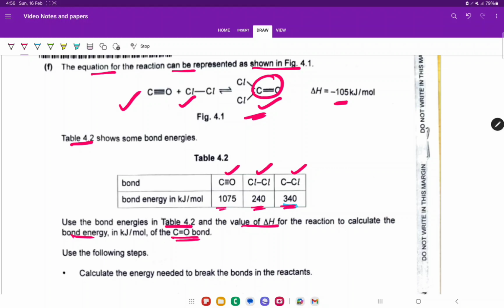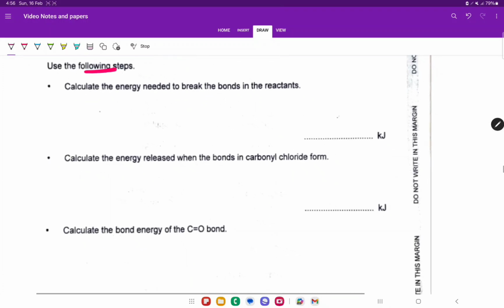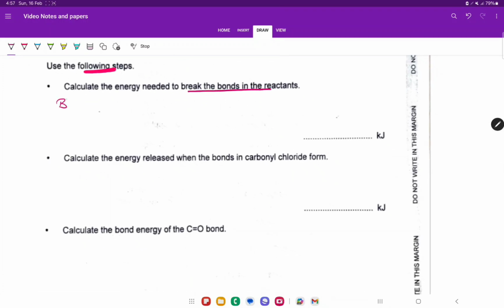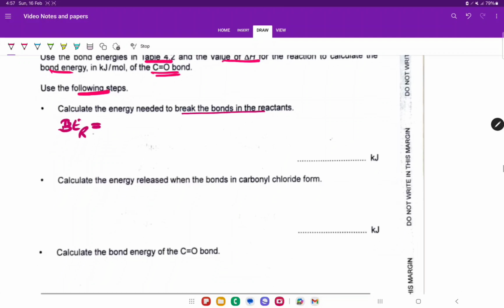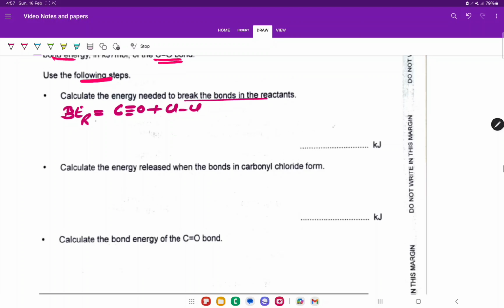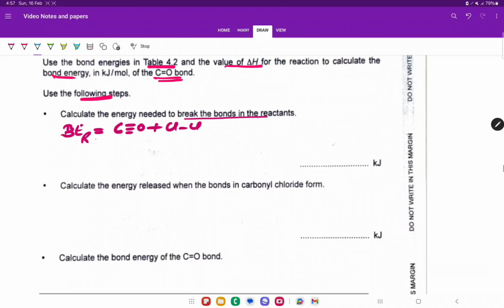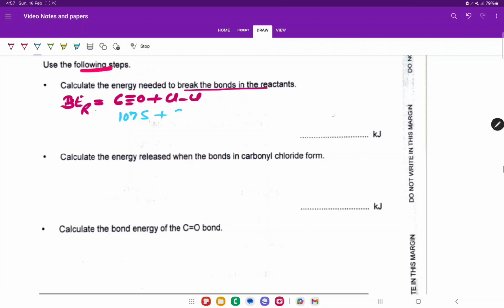For this I require the bond energy of my products. The steps given in the question are: calculate the energy needed to break the bonds. That is, we have to find the bond energy of the reactants. Bond energy, BE, of reactants: what are the reactants? One is carbon monoxide, the second is chlorine. It will be equal to the C triple bond O bond energy plus one chlorine bond energy. As per the data booklet, the C triple bond O bond energy is 1075, plus the chlorine bond energy is 240 kilojoule.